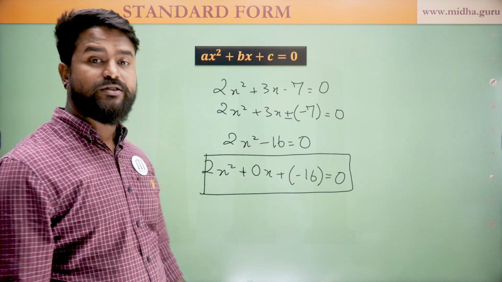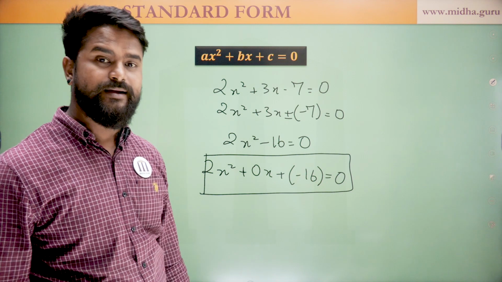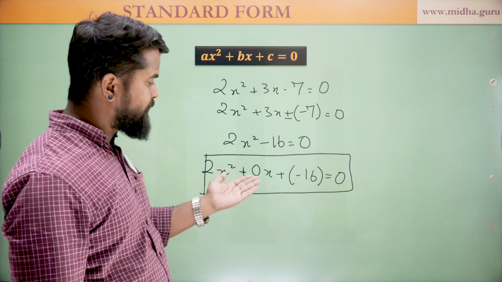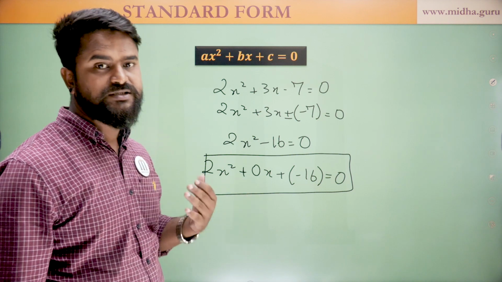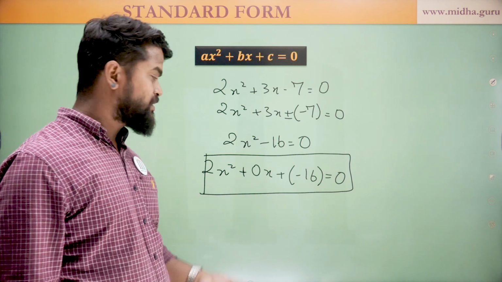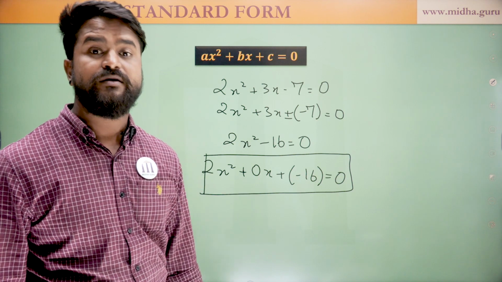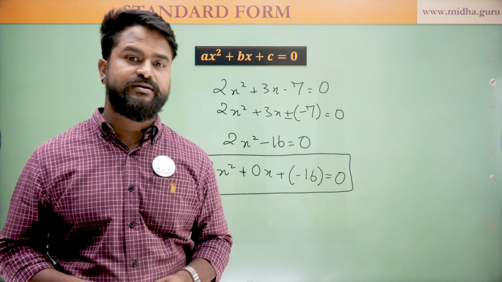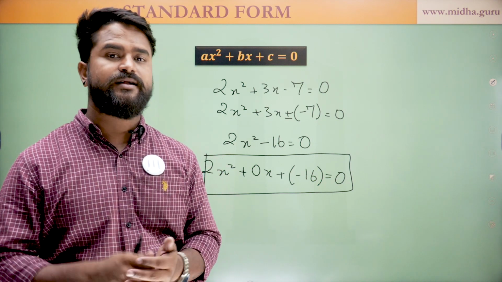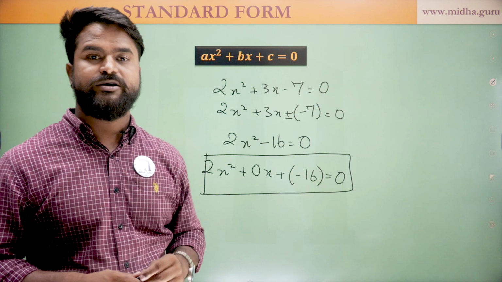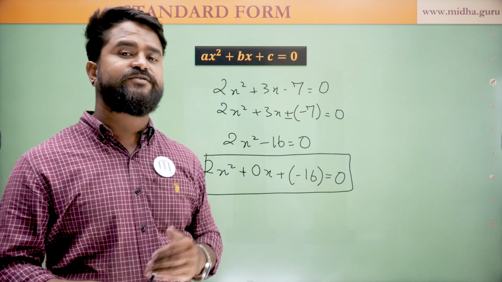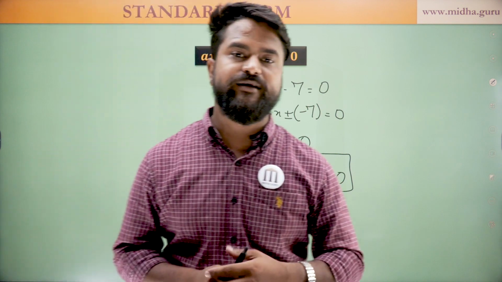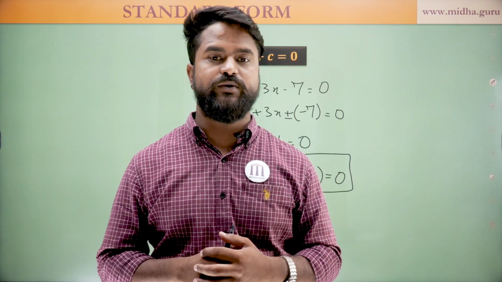It means apart from the x squared term, if any of the other two terms are missing, we can still call it a quadratic equation, because here we can say that the linear term's coefficient is 0. It's not the linear term that is missing, it's just that the coefficient of the linear term is 0. So this is the standard form of a quadratic equation. Again, it is not necessary that an equation looks similar to this, but if we can adjust it in such a way that it comes to this form, we can say that particular equation is a quadratic equation.